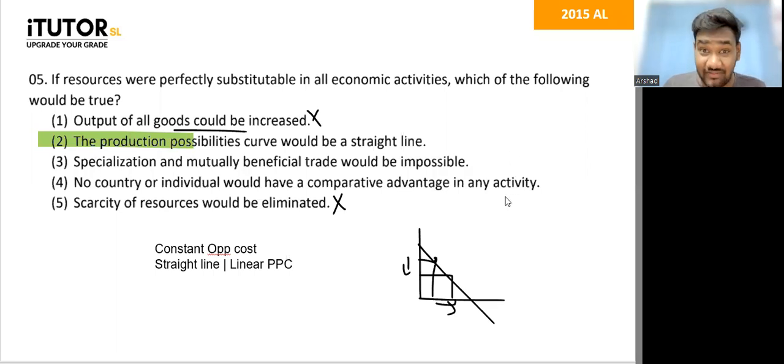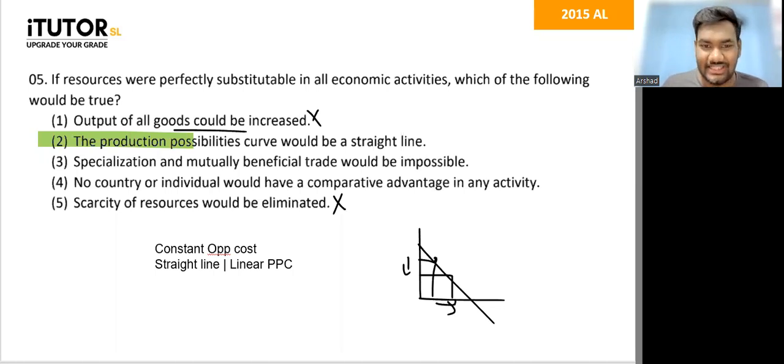Perfectly substitutable means the resources in this industry, you can use the same resources in the other industry. For example, let's say in this industry I'm using some labor, a machine, some land. These same resources, exactly homogeneous, I can use in another industry. So resources are perfectly homogeneous. Same thing, I can use it somewhere else and it will perfectly work. That is what perfect substitution means. So the fifth one is answer number 2.